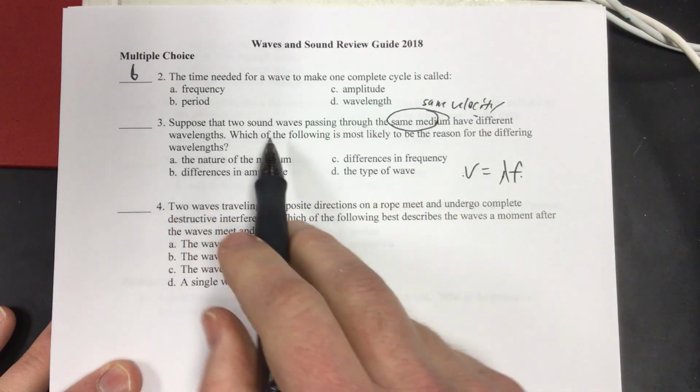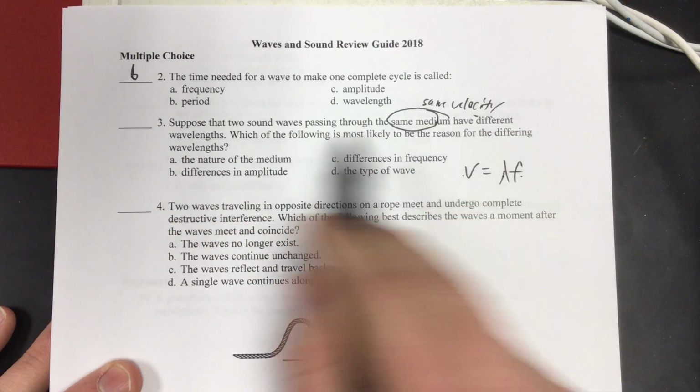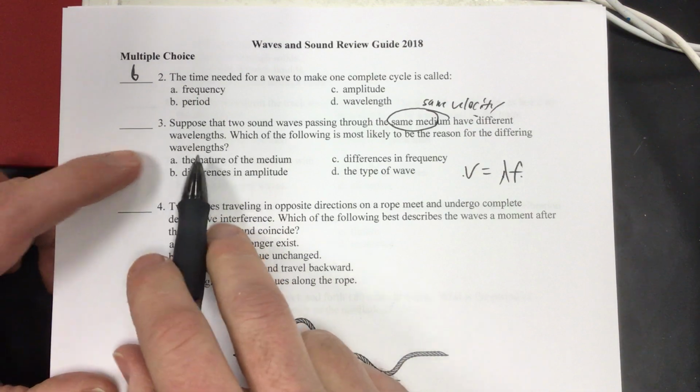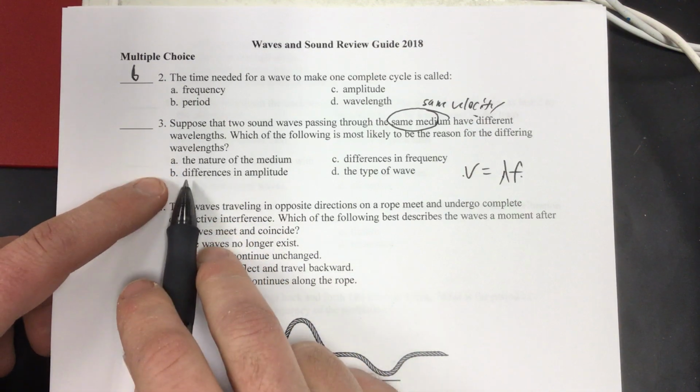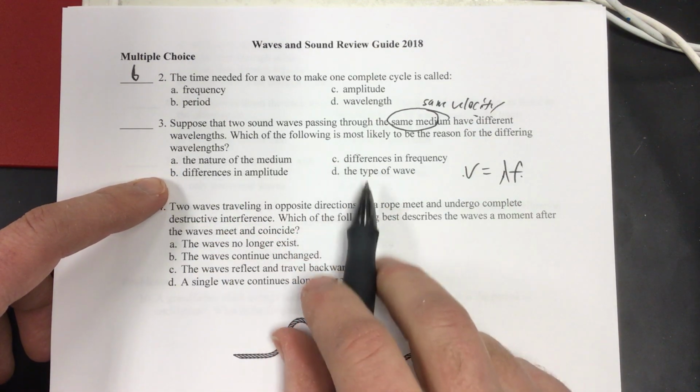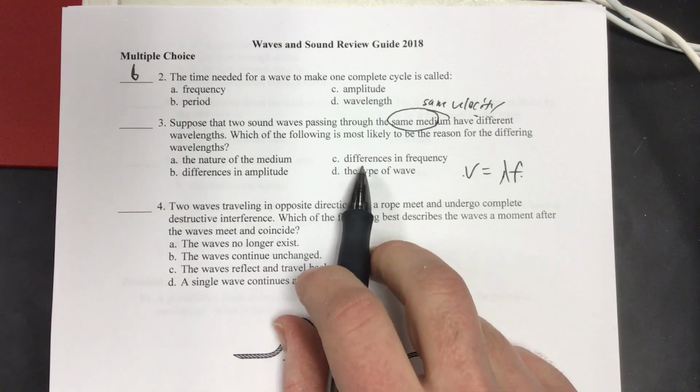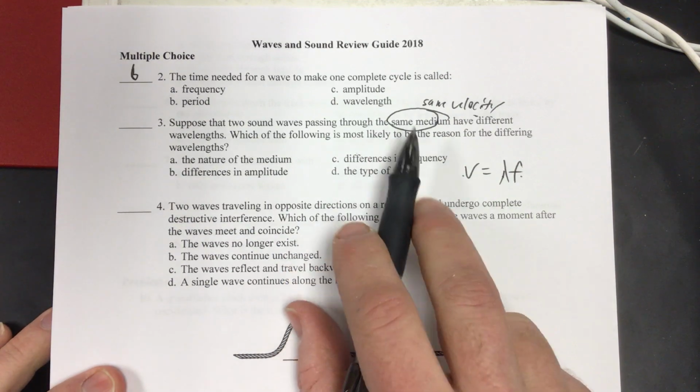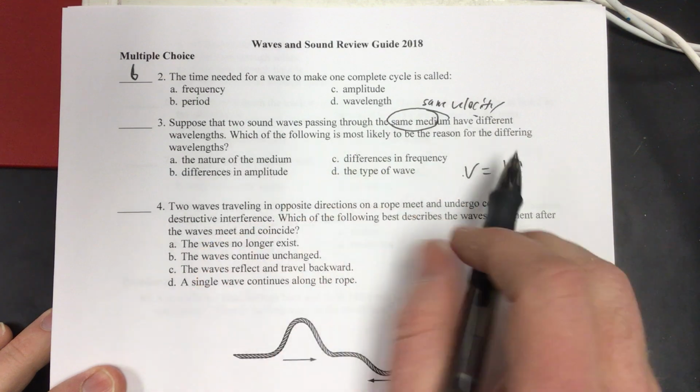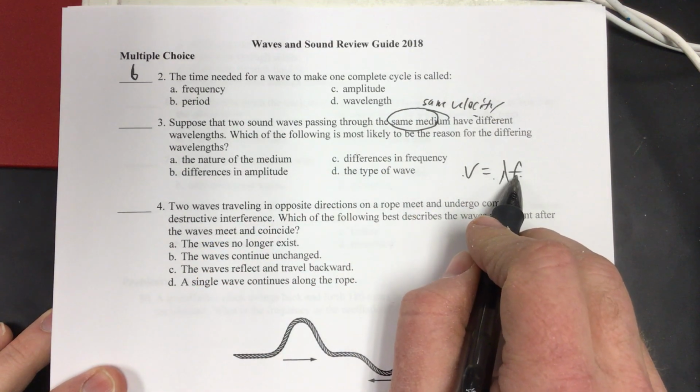Which of the following is most likely to be the reason for the differing wavelengths? Nature of the medium, differences in amplitude, differences in frequency, type of the wave. Well, nope, none of those are going to change it except frequency. Same medium, different wavelengths. The wavelength is different because the frequency changes.